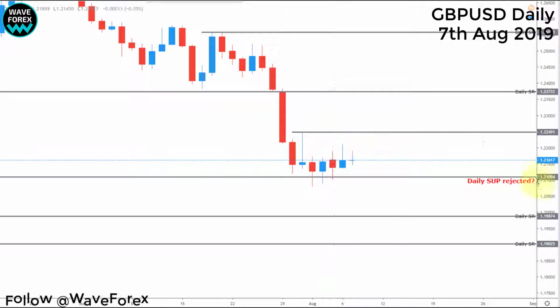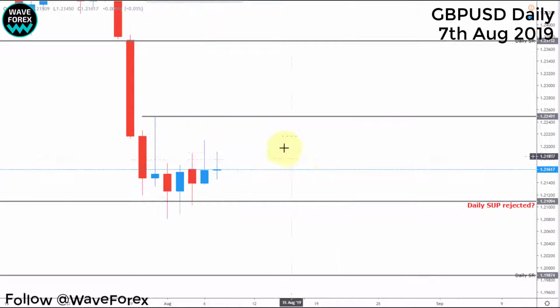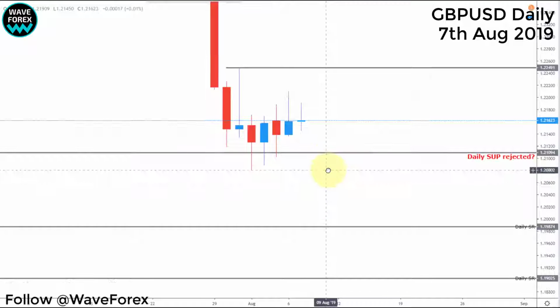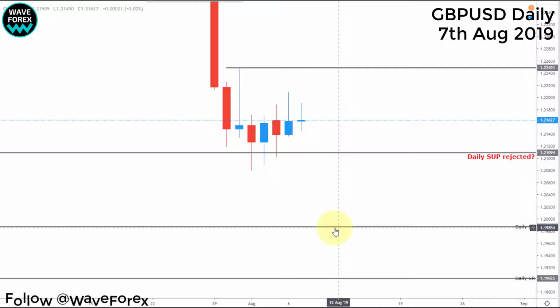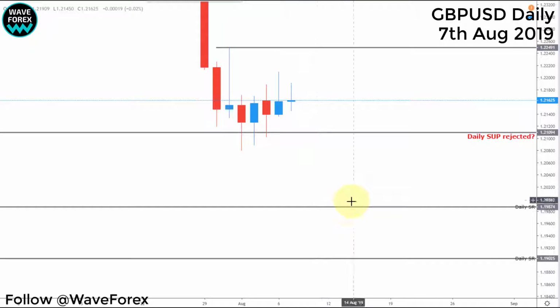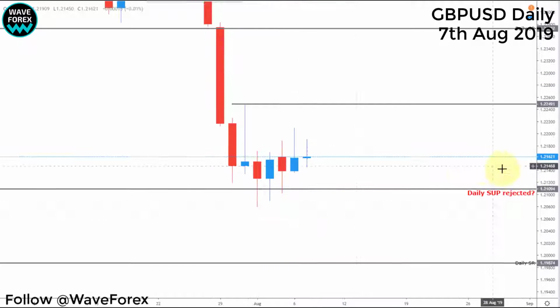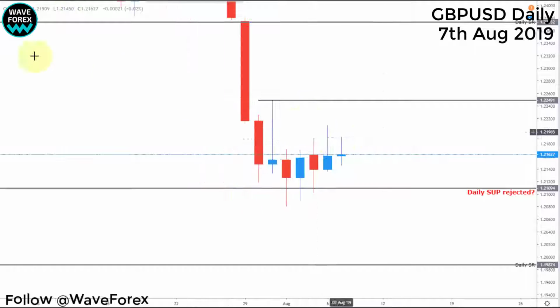In the event that the price is able to close below this support level, then we could expect the price to further go to the next key level on the 1.987 level. Alright, so let us zoom into the 4-hour time frame.